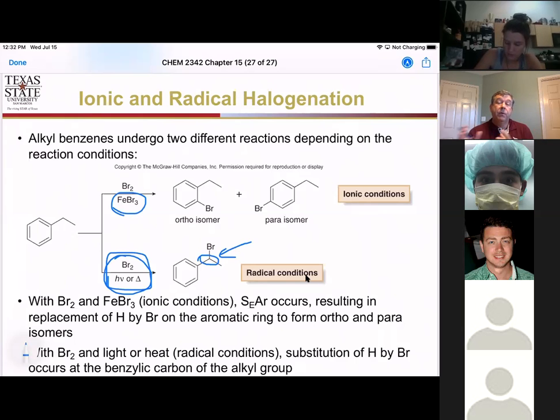So as we move forward and you start looking at reactions, you look for, if it has the Lewis acid catalyst, you're substituting the ring. If you don't have a Lewis acid catalyst, is there some other radical reaction that can happen? Is there a double bond, or is there a benzylic carbon for us to substitute on, like here? So reaction conditions are going to start to play a bigger and bigger role in getting to the right product.